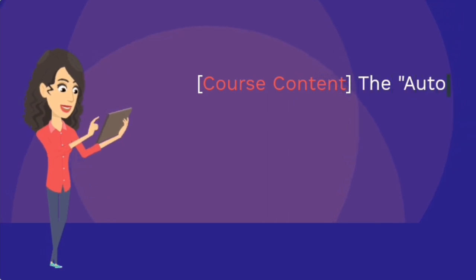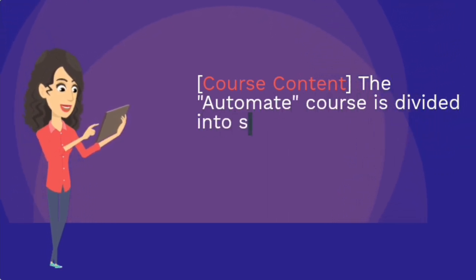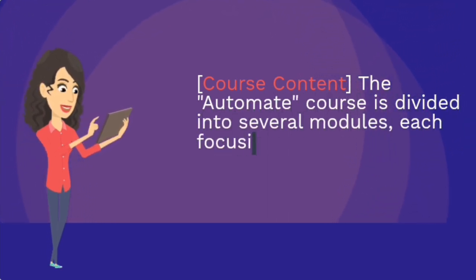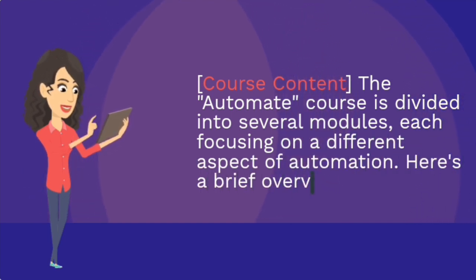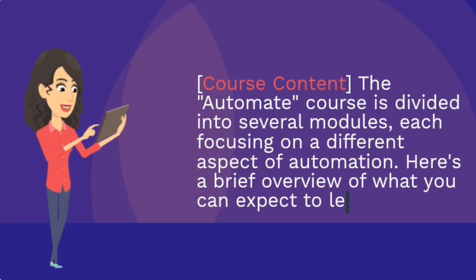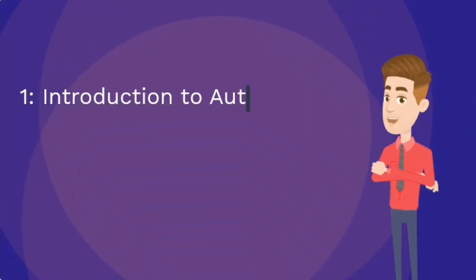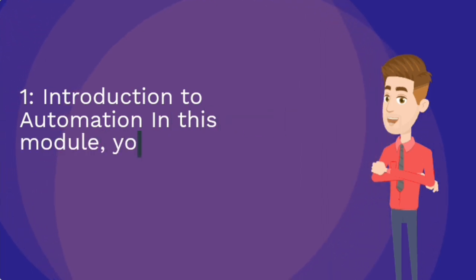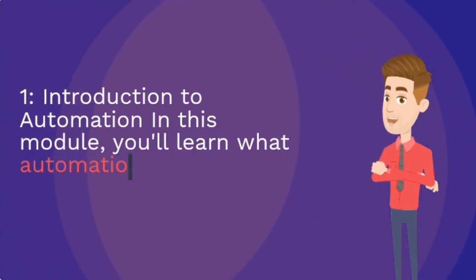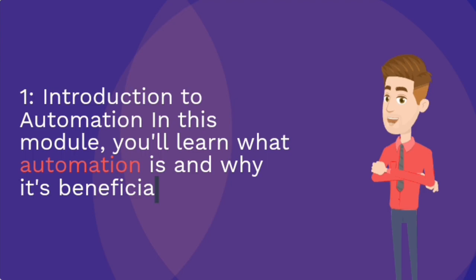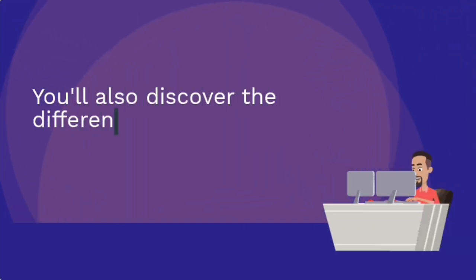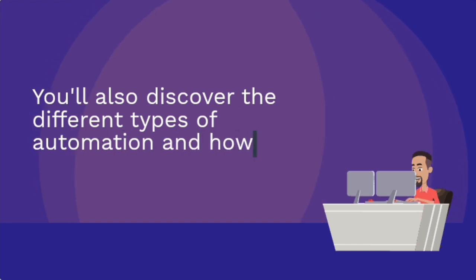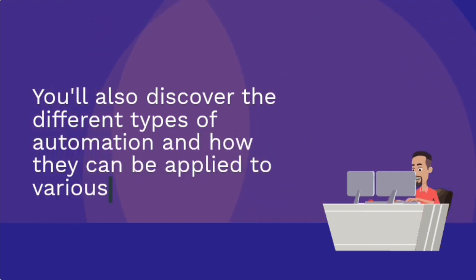Course content. The Automate course is divided into several modules, each focusing on a different aspect of automation. Here's a brief overview of what you can expect to learn. Module 1. Introduction to automation. In this module, you'll learn what automation is and why it's beneficial. You'll also discover the different types of automation and how they can be applied to various tasks.